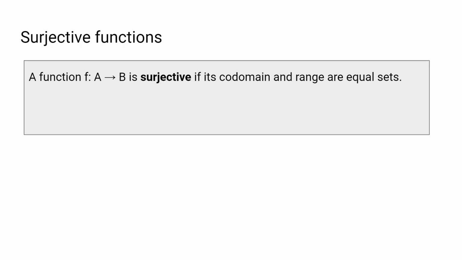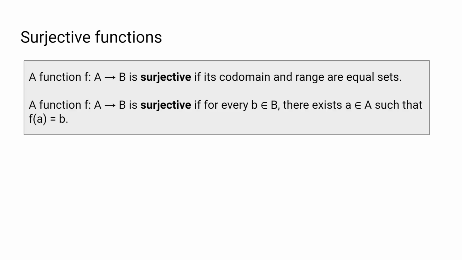More formally, if f is a function from A to B, note B here is the codomain, then f is said to be surjective if the following double quantified statement is true. For every point b in the codomain, there exists a point a in the domain such that f(a) equals b.